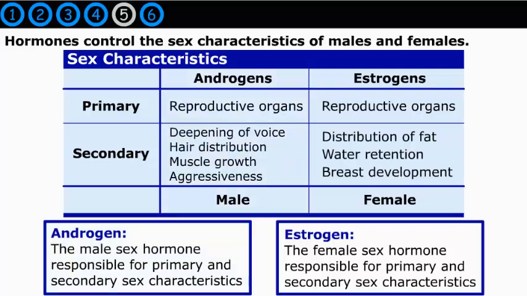Primary and secondary female sex characteristics are controlled by hormones called estrogens. These characteristics include the distribution of fat, water retention, and breast development.